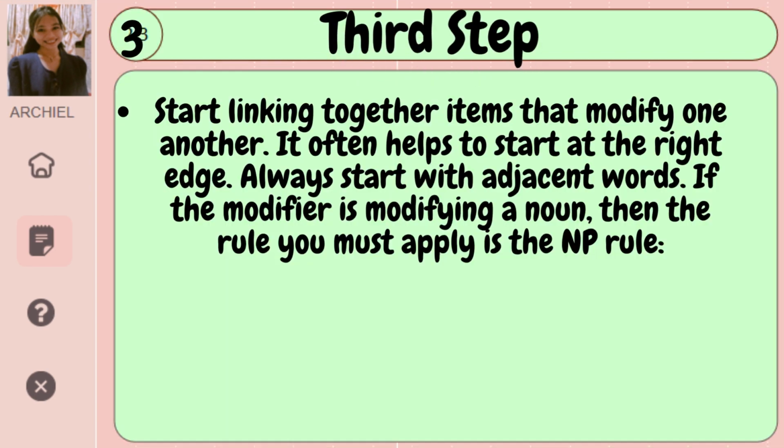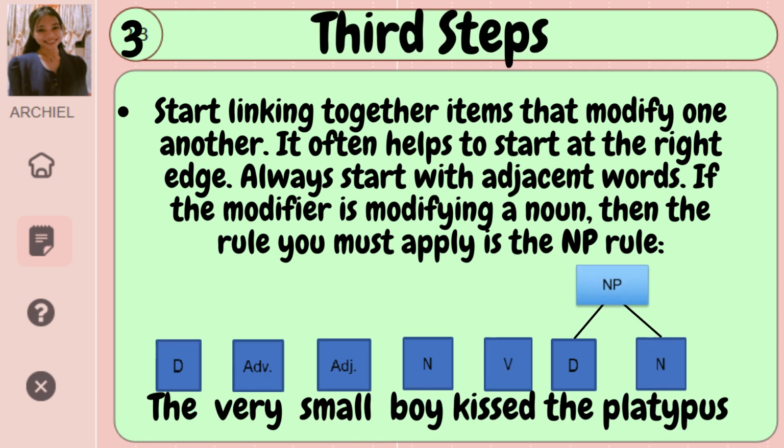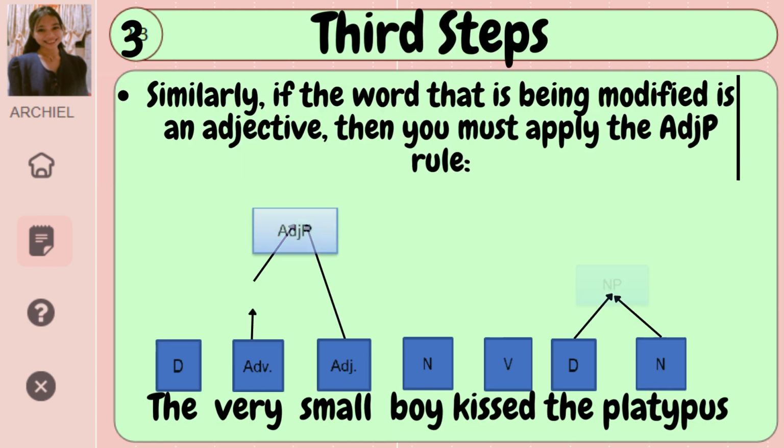In step 3, start linking together items that modify one another. It often helps to start at the right edge. Always start with the adjacent words. By adjacent words, I mean close to or near something. If the modifier is modifying a noun, then the rule you must apply is the NP rule, or noun phrase rule. Similarly, if the word that is being modified is an adjective, then you must apply the adjective phrase rule.